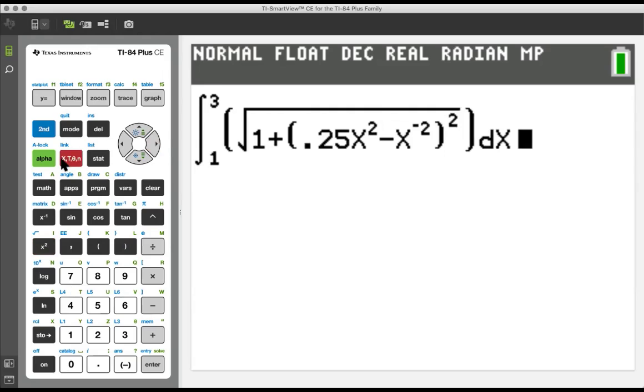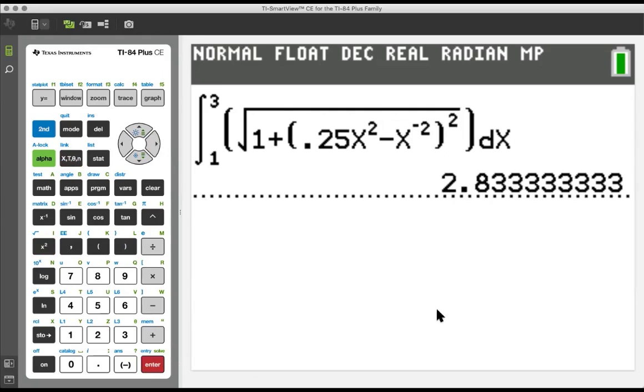Definitely check over how you type it in, because as you can imagine, if you have a typo, it will mess up your answer. And there's your answer, 2.83 repeating, easy, done. That's really the end of the problem.